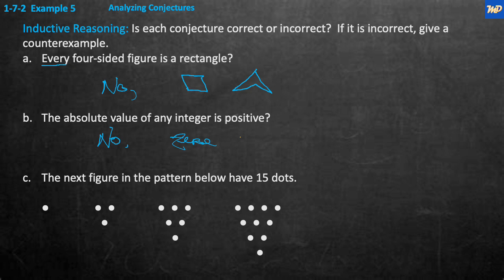The next one. The next figure in the pattern below will have 15 dots. Oh, 1, 3, 6, 10. And as we see, we're putting in rows of dots. We went from 1 to 2 to 3 dots to 4 dots. The next one's going to have 1, 2, 3, 4, 5. It's going to have 15 because this is 10. 1, 3, 6, 10, 15. So that conjecture here is yes.